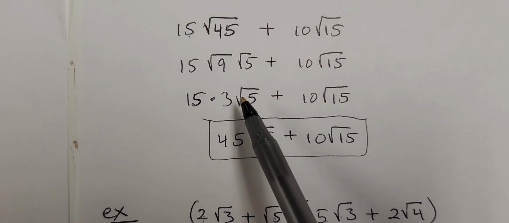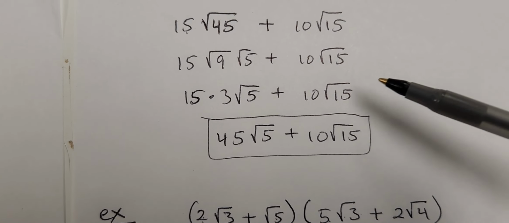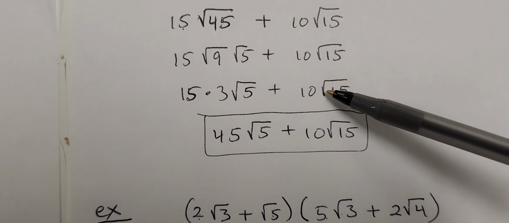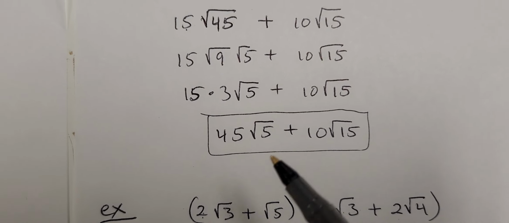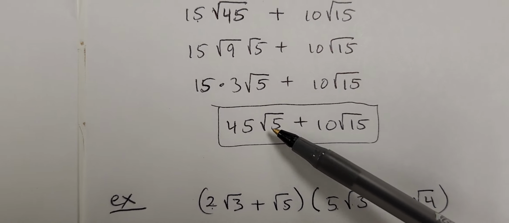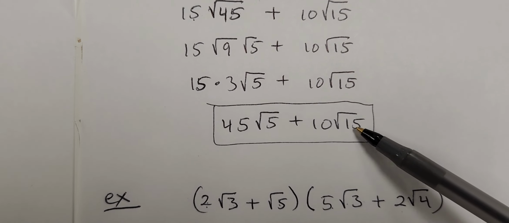Next, 15 times 3 gives me 45. Bring down the square root 5. This again, there's nothing I can do about the 10 square root 15, so bring it straight down. And this is the final answer because square root 5 and square root 15, they're not the same, so I cannot add them.